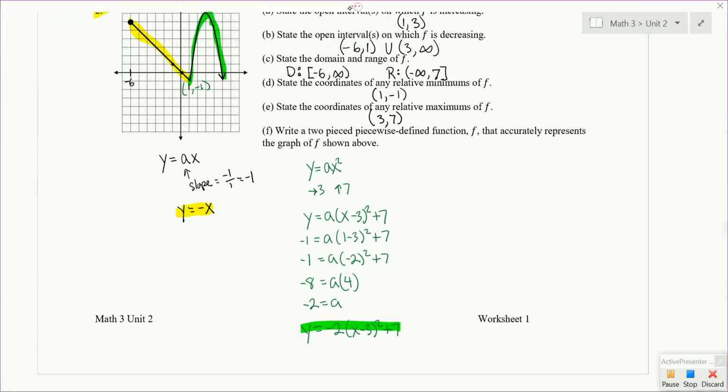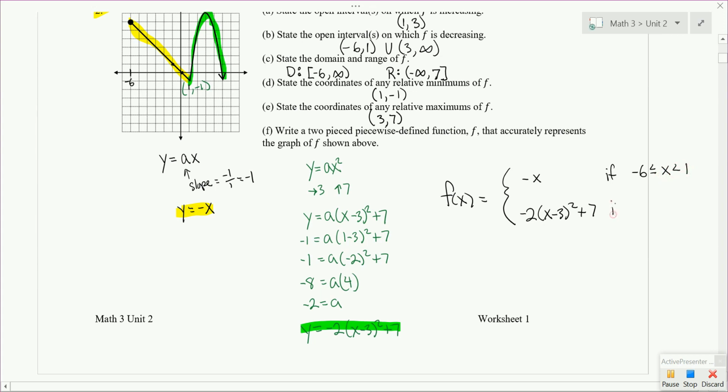And now we're going to create a piecewise function with these two pieces. So it would be f of x is equal to, our first piece is negative x, our second piece is negative 2 times x minus 3 squared plus 7. And these pieces happen over a certain domain. So it's going to be negative x if x is between negative 6 and 1. And it's going to be the quadratic if x is greater than or equal to 1.